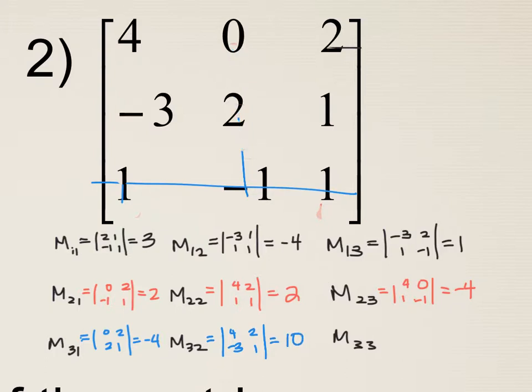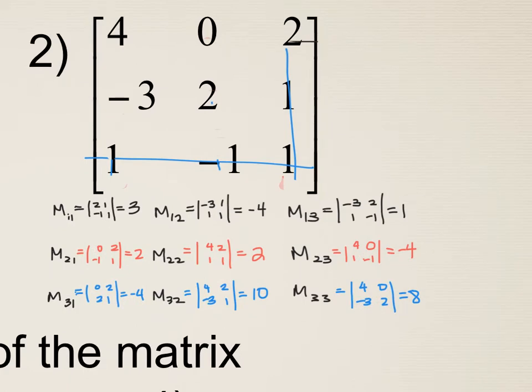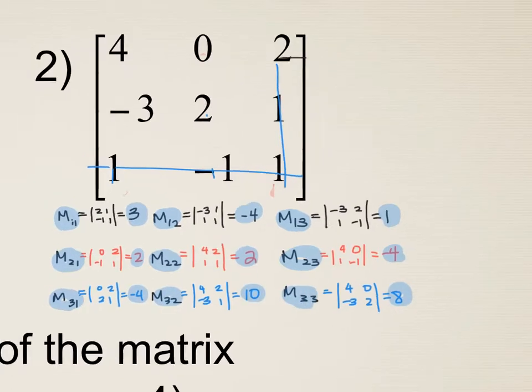And then the last one is row 3, column 3, and that leaves you with 4, 0, negative 3, 2, which is 8 minus 0, or 8. So there'll be a little line for each of these, okay? It'll say the minor of 1,1, minor of 1,2, minor of 1,3, in that order, one row. And then 2,1, 2,2, 2,3, 3,1, 3,2, and 3,3.